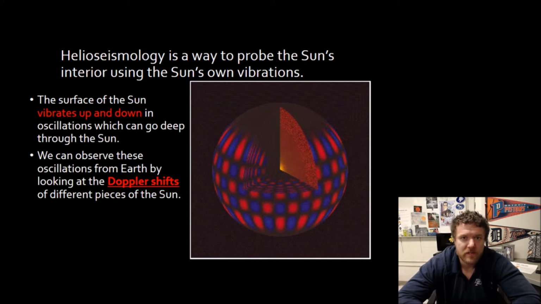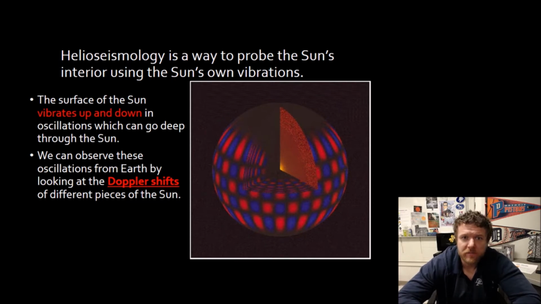One of the first things that Neil and Buzz put on the moon was a seismometer to see if there's any sort of seismic activity up on the moon. Now you might think, if the sun's not solid, how do you have seismic waves, earthquake waves going through the sun? The answer is that the sun actually vibrates up and down.